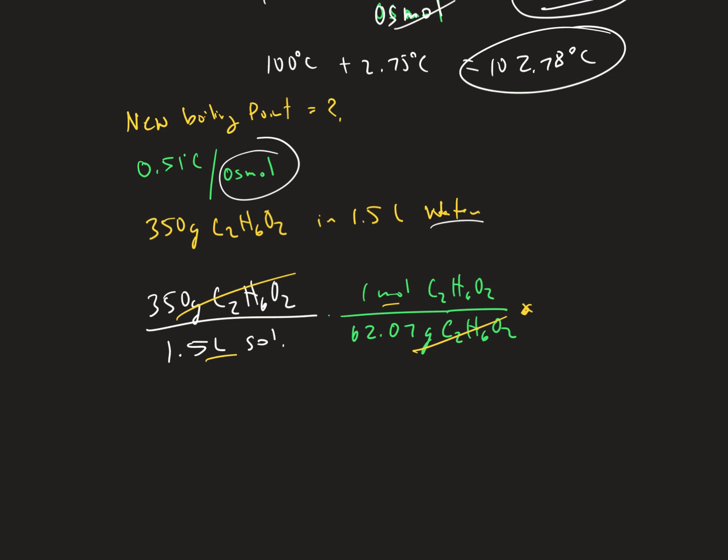C2H6O2 is a covalent compound. There's only one species. So should we just keep going from here or find an answer then start again? Okay, let's do it. You do it whatever way you like. So 350 divide 1.5 divide 62.07. Somebody do that for me. 3.76 osmol.